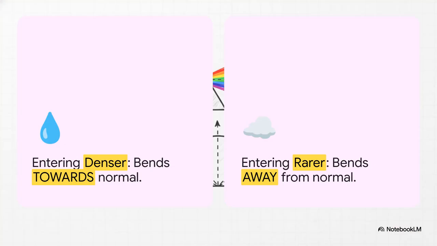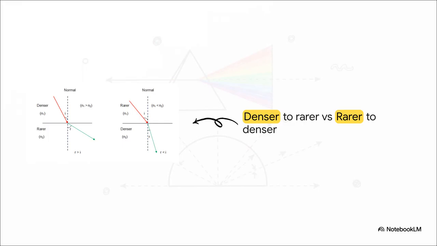Okay, these are your absolute foundational rules. Think of them like strict traffic laws for light. When a wave goes from a denser medium into a rarer one, say from water out into the air, it bends away from the normal line. But if it's plunging from a rarer medium into a denser one, like air into solid glass, it bends towards that normal line. You can see this happening right here.